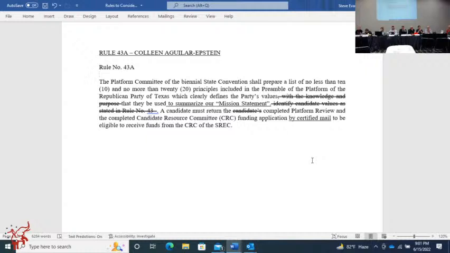Canon must return the completed platform review and the completed Canon Resource Committee's funding application by certified mail. The reason we do certified mail is because we don't want he said, she said, "I gave it to you at the meeting and you put it in your back pocket." We've got a paper record of it being produced or exchanged, to be eligible to receive funds from the SCRC or the S3C. So this is not a stick. This is a carrot. If you follow this rule, you are now eligible to receive money, which is our power as a party, or one of our powers. So that's what this is for.